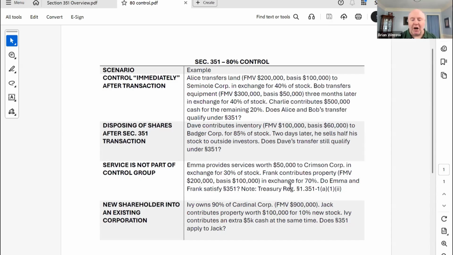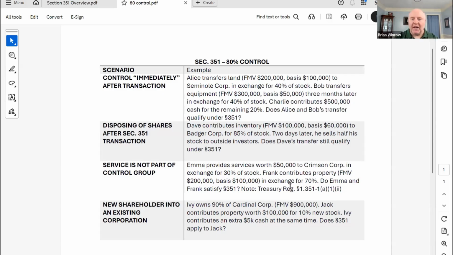So let's look at our example here. Ivy owns 90% of Cardinal Corporation, fair market value of $900,000. Jack contributes property worth $100,000 for 10% new stock. Ivy contributes an extra $5,000 cash at the same time. Does 351 apply to Jack? The answer is going to be no, it does not. And why not? Because we don't have a contribution from Ivy that satisfies the requirements.